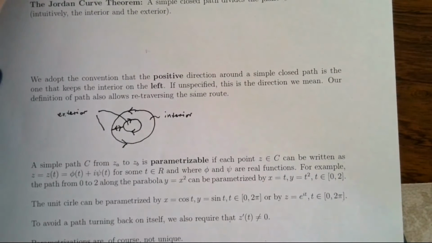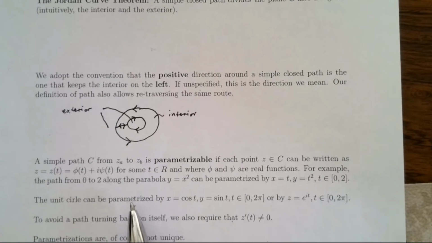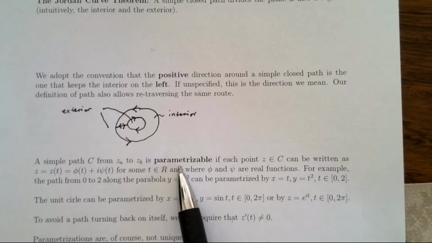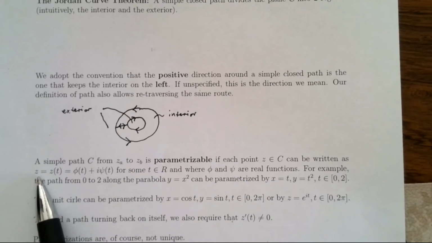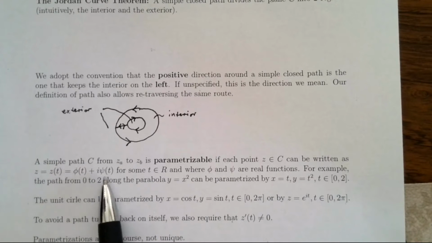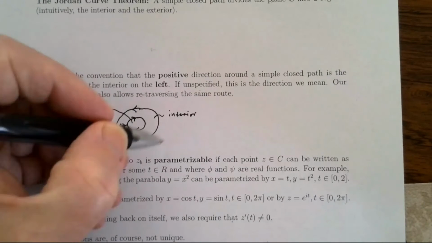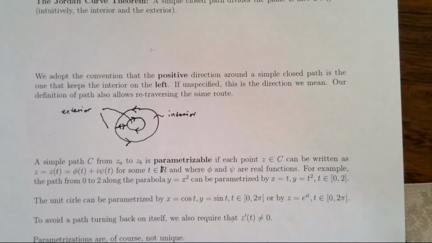Now, a simple path C from ZA to ZB is said to be parameterizable, which is just a fancy way of saying that I can describe it using one variable, if each point z can be written as z equals phi of t plus i psi of t, for some real t, where phi and psi are real functions.